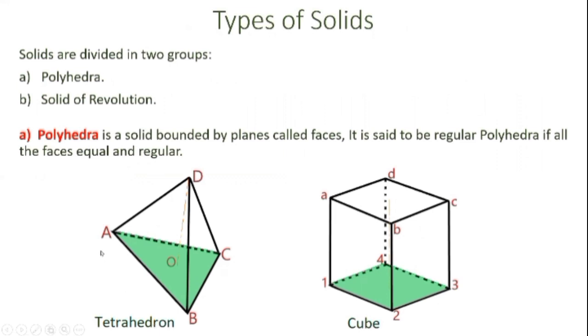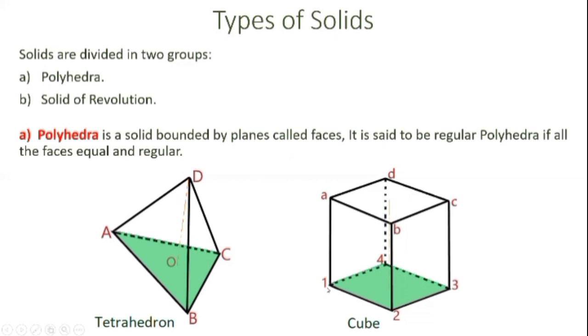In a tetrahedron, we have a base triangle ABC, which is an equilateral triangle, and it is closed by triangular faces ABD, BDC, and CDA. All these four triangles are equal and regular to form a tetrahedron. It is also known as a regular polyhedron.